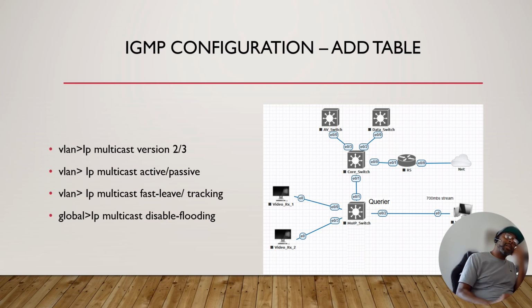With the disable flooding command, it's a global command to disable the flooding of unregistered multicast traffic for the IGMP enabled VLAN or network.